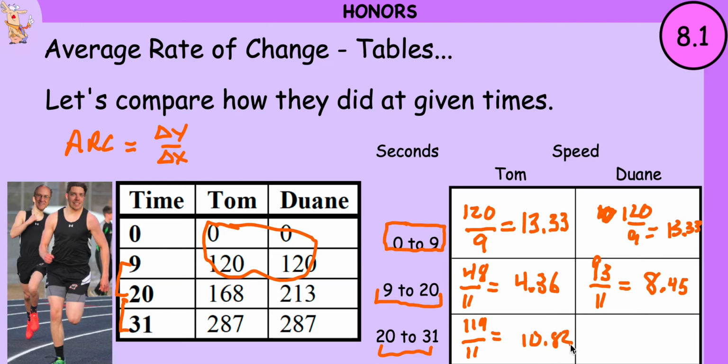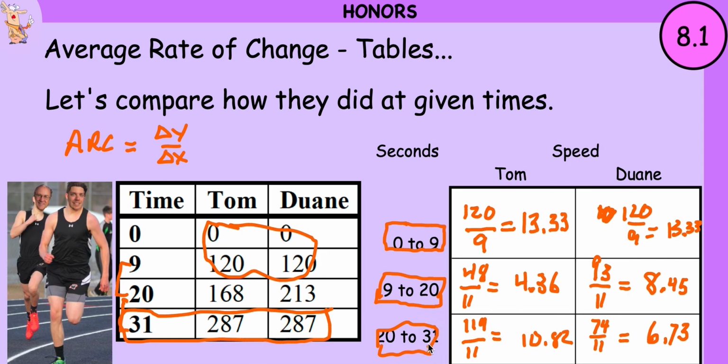0.82. And then Dwayne got tired out because he ran so fast, and he slowed down a little bit. He only went 74 meters in that 11 seconds. And so he got 6.73. And you'll notice that at this point, at time 31 seconds, they have traveled exactly the same. But as we may see in another lesson, we'll continue on.